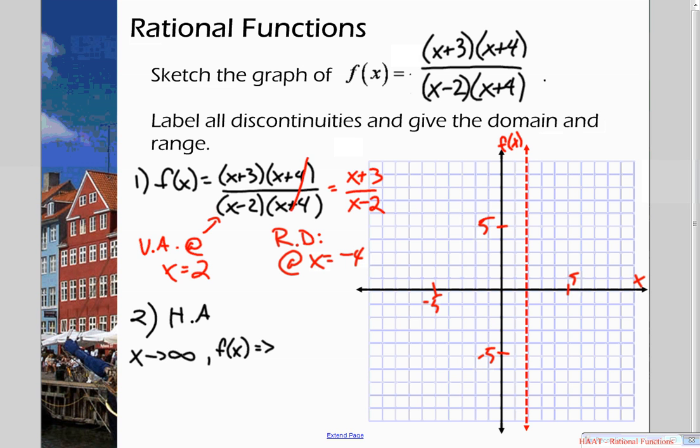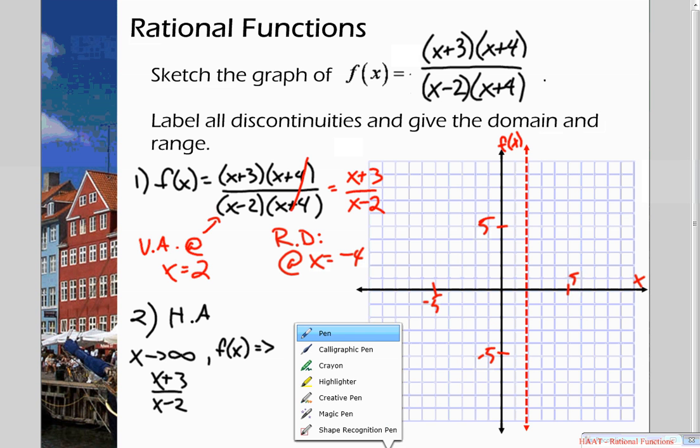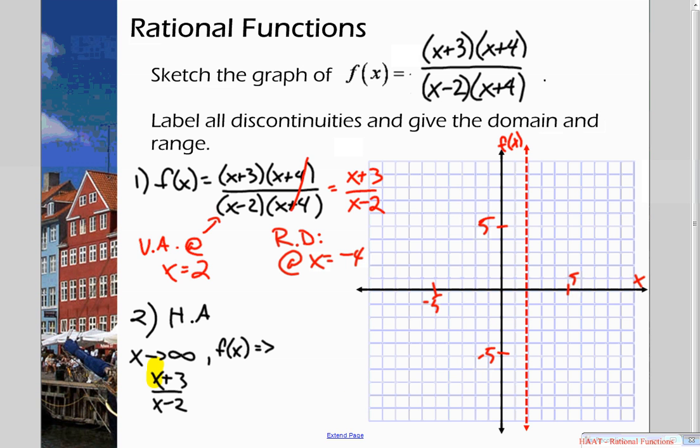So as x goes to infinity, what is the function doing? Well, as x plus 3 is here over x minus 2, as x gets larger and larger and larger, what two parts are going to have the most influence on what's going on? The x values are going to have the most influence of what's going on. Because think about it. If x is equal to 10 billion, let's play federal government.